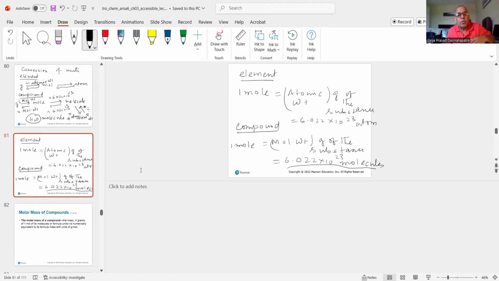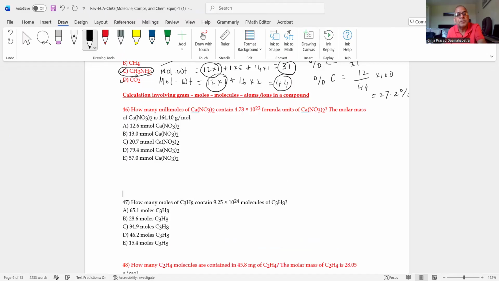Let's look at question number 46. Okay. So if you look at it, in this case, they have given you formula units. You may be thinking, I didn't even hear of this name. So actually formula unit is nothing but, sorry, formula units, or you can say molecules.